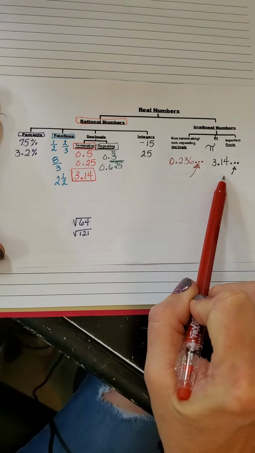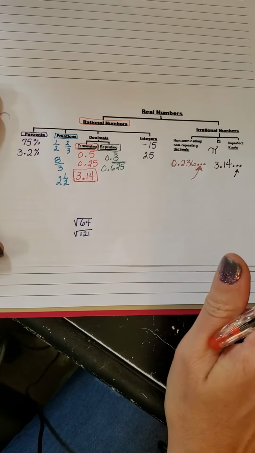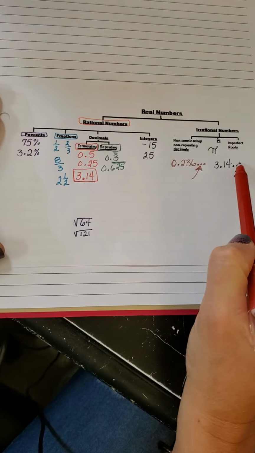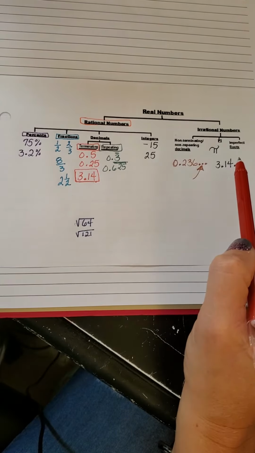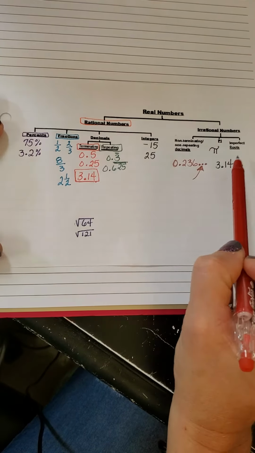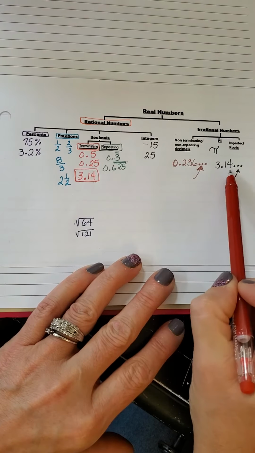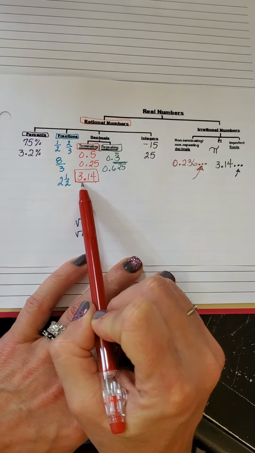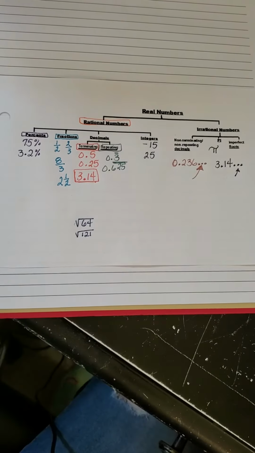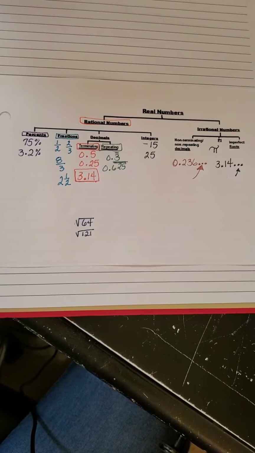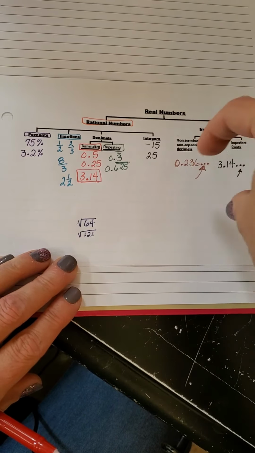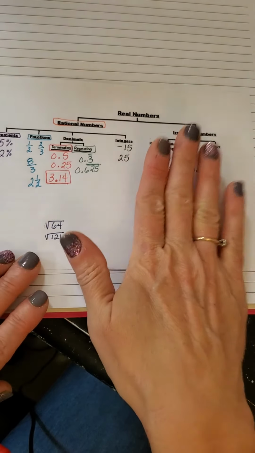You can make an irrational number rational by making it into a terminating decimal or a fraction. You can round it for it to become rational, but in its truest form, it is irrational. We will round pi to 3.14 so that we can use it in formulas and that kind of thing. And when we round it to 3.14, we make it rational. But pi, in its truest form, is irrational.